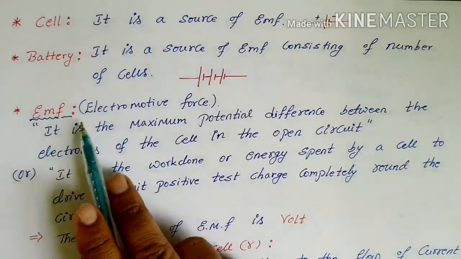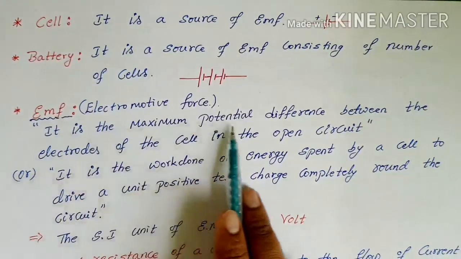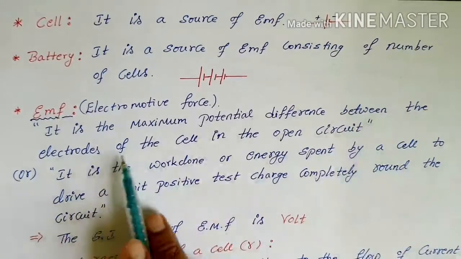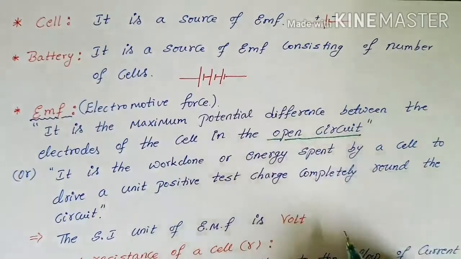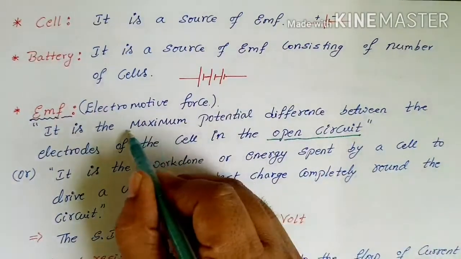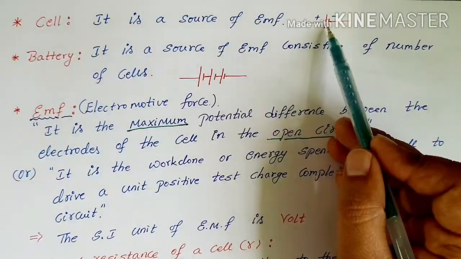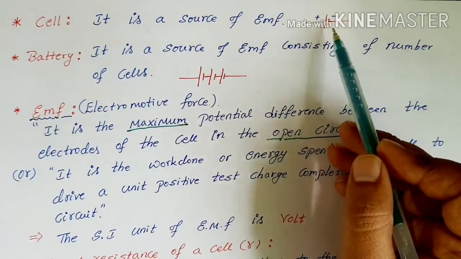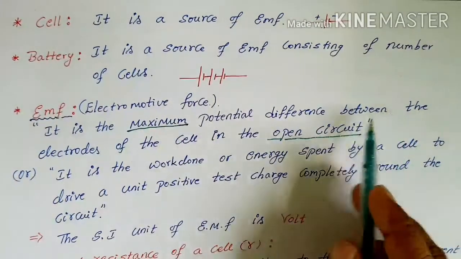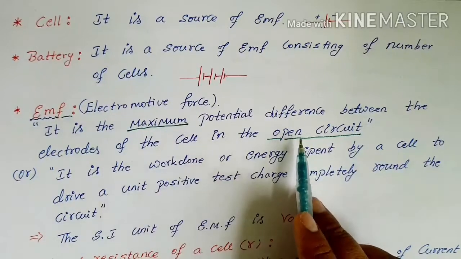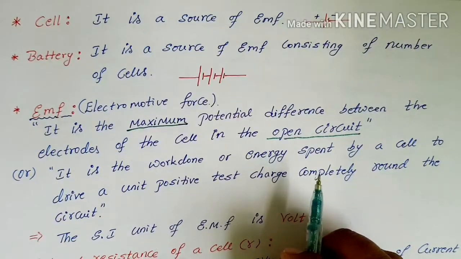The EMF expansion is electromotive force. It is the maximum potential difference between the electrodes of the cell in the open circuit. Very important, and we need to underline it. We know that the cells are made up of electrodes, one positive and one negative, what we call cathode and anode, right? So it is the maximum potential difference between the electrodes of the cell when the cell is in open circuit, meaning it is not connected to any external devices, that we call an open circuit.